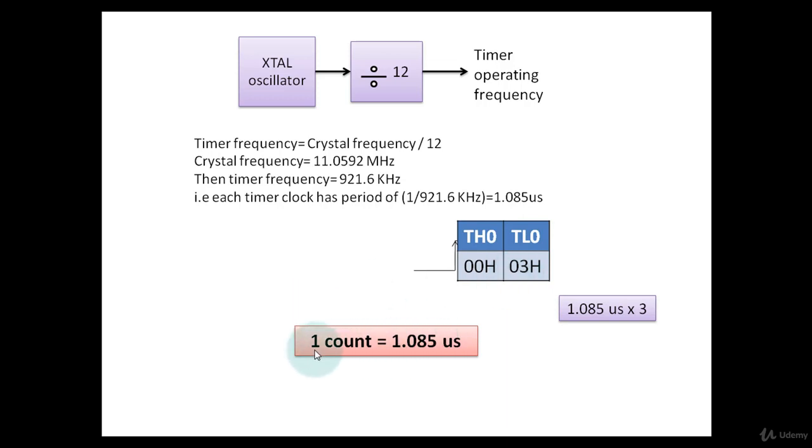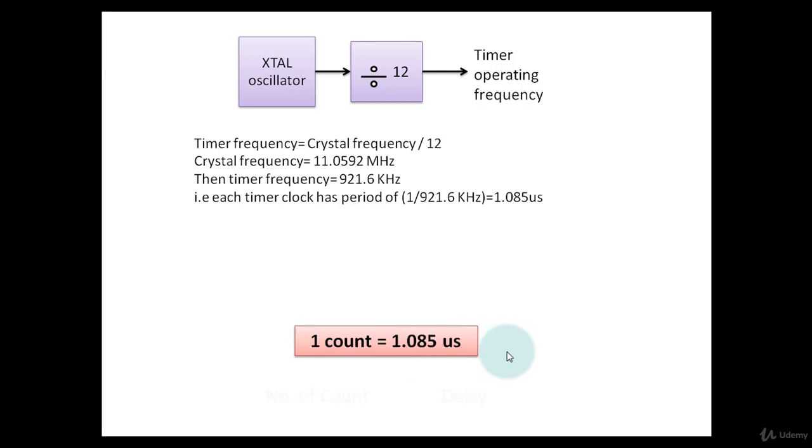Here you have to remember that one count is nothing but 1.085 microsecond. For the timer to increment its value by 1, we require 1.085 microsecond. Hence, one count equals 1.085 microsecond. That means more number of counts will give you more delay. So this is the basic principle of the timer module to produce the delay.